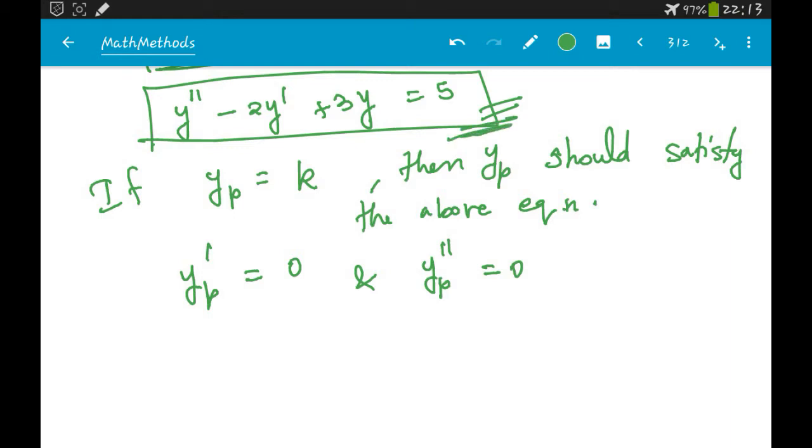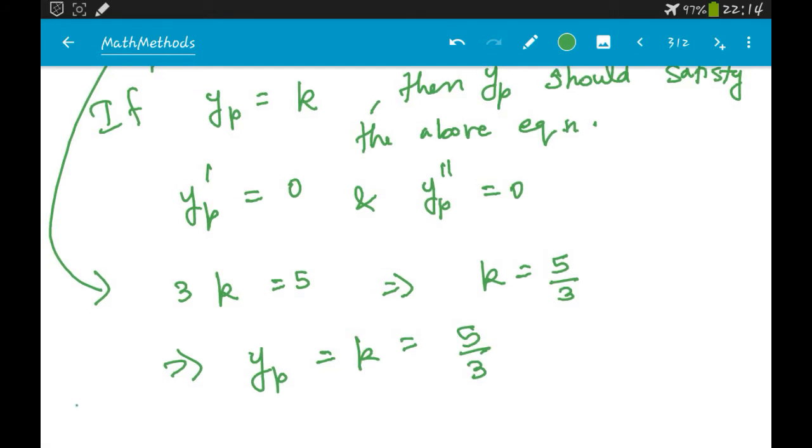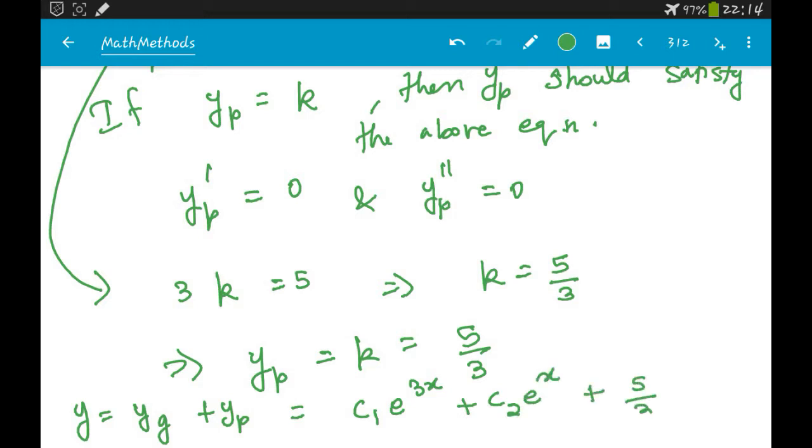So we can substitute for yp in this equation, right? So you will get 3yp is equal to 5. Instead of yp we write k, so 3k is equal to 5, so k is equal to 5 by 3, which means that yp is 5 by 3. So now the final solution, y is nothing but yg, the general solution, plus yp, the particular solution. So this is going to be c1 e power 3x plus c2 e power x plus 5 by 3. So this is your solution for this equation.